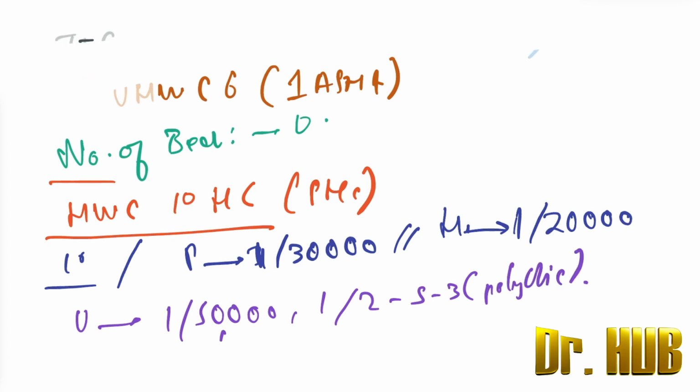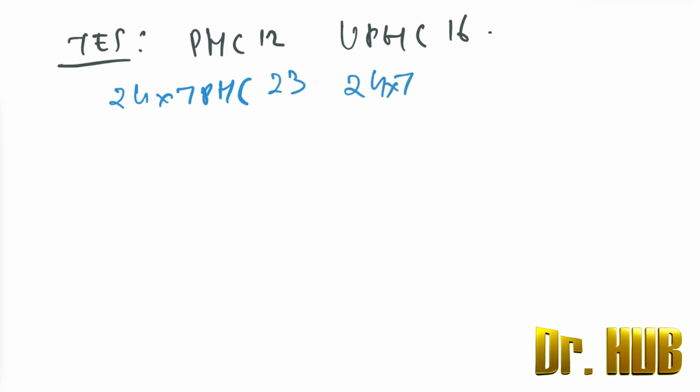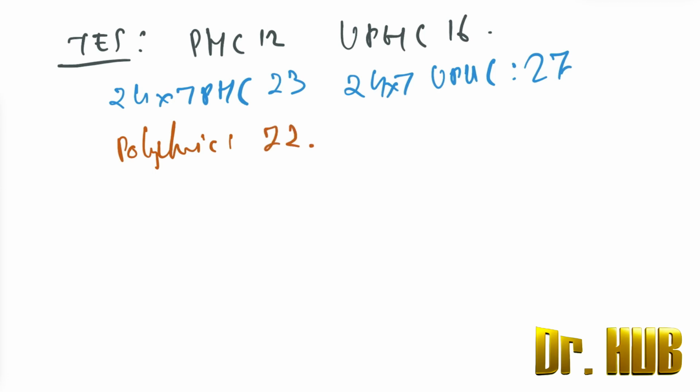Now let's look at the total essential staff required in case of the PHCs. So looking at the TES, that is the total essential staff, for PHC it is 12. For UPHC, it is going to be 16. And what about 24/7 PHCs? It will be 23. And the 24/7 UPHC will be 27. And in terms of polyclinic, it is going to be 22.